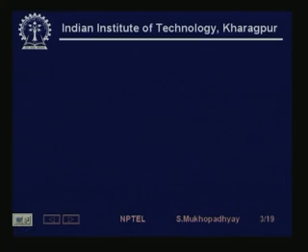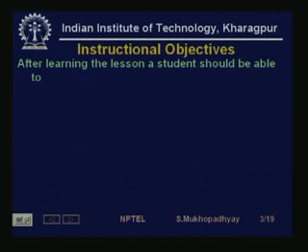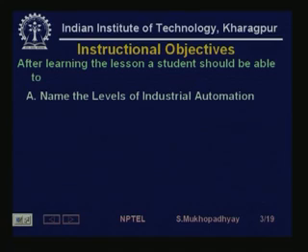So having said that, let us look at the specific instructional objectives of this course. Since the industrial automation system, being a complex system, is definitely organized hierarchically in various levels, the first specific instructional objective is naturally to be aware of the various levels of industrial automation.